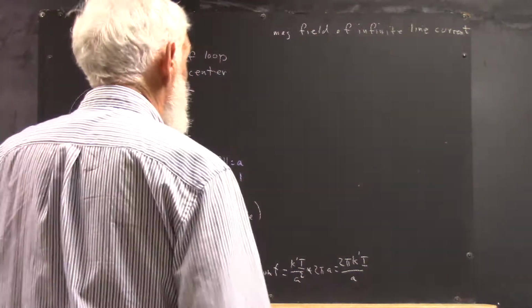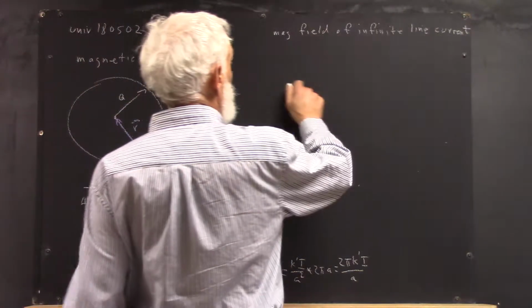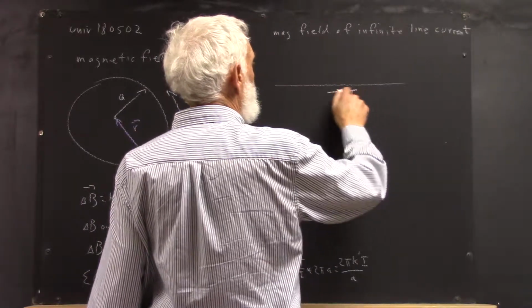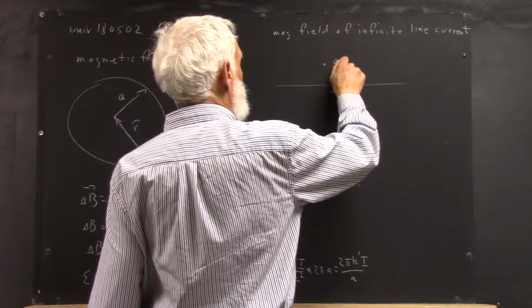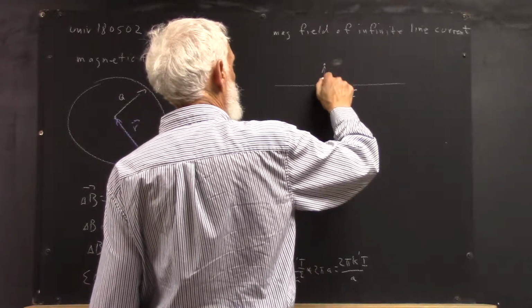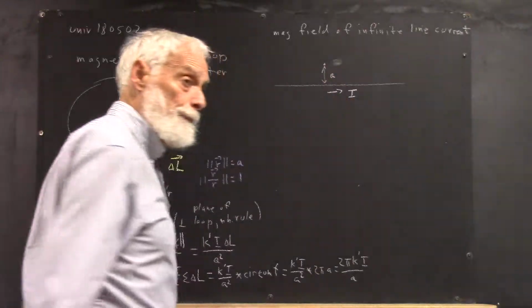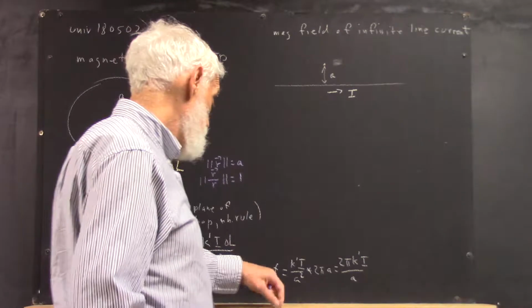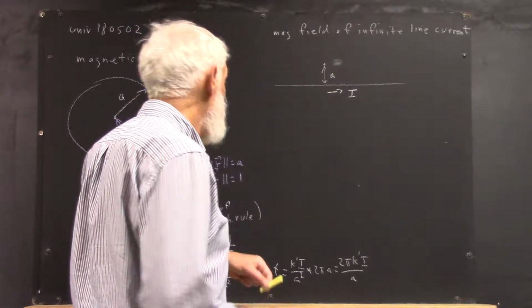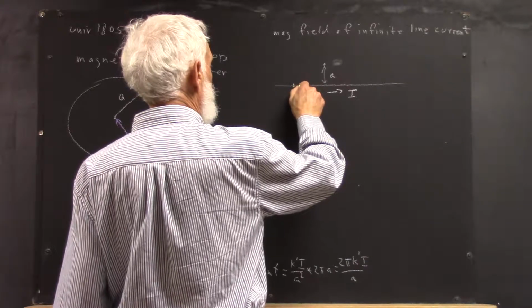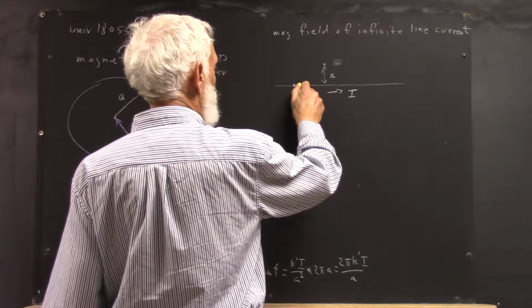Okay, magnetic field and infinite line current. So we have an infinite line here, and we got a current I. And we want to find the magnetic field at some distance A. Okay? So what we have to do is we have to think in terms of a typical delta R, or delta L. So here's a delta L.